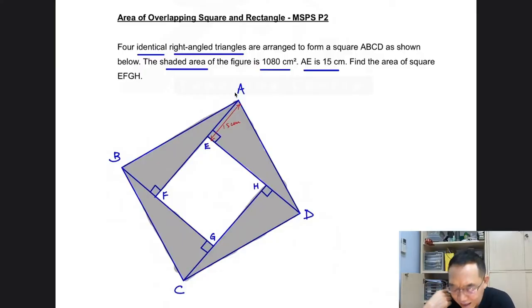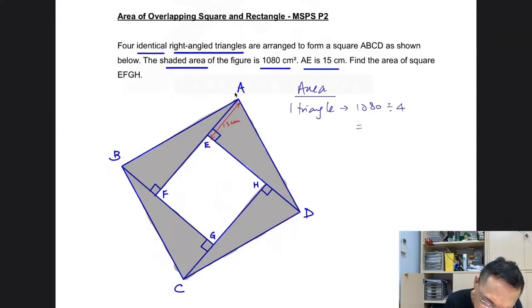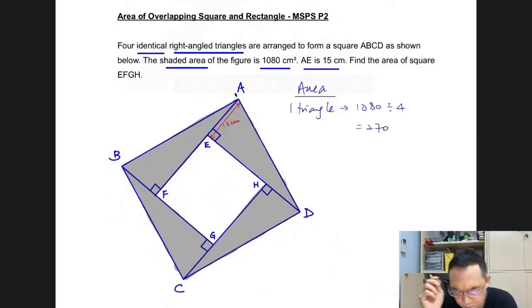Okay, let's say I go with that. Let's say I find one triangle, although I won't start like that, but okay, fine. So let's say area, and then I put here one triangle. I'm pretty sure all of you know how to do this, so I'm not going to ask you. And what's the answer here? 270. Okay? Now, if this is 270, what are you going to do next?